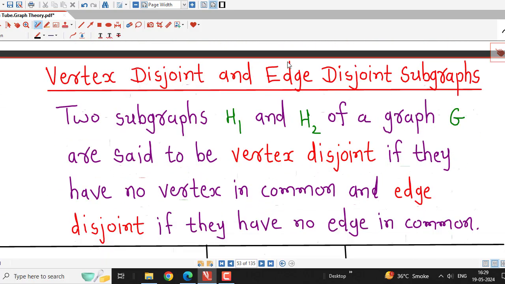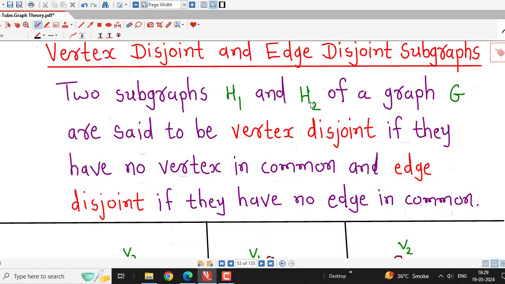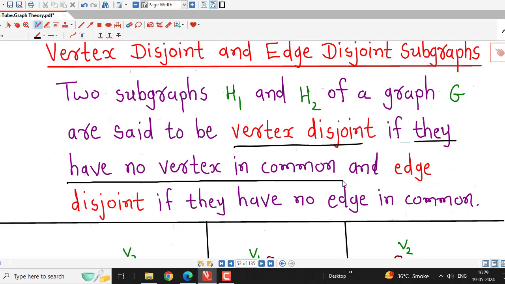And I have written these two definitions also. They can ask you to define vertex disjoint and edge disjoint subgraphs. Two subgraphs H1 and H2 of a graph G are said to be vertex disjoint if they have no vertex in common, and they are called edge disjoint if they have no edge in common.